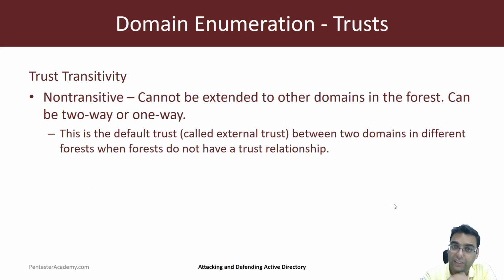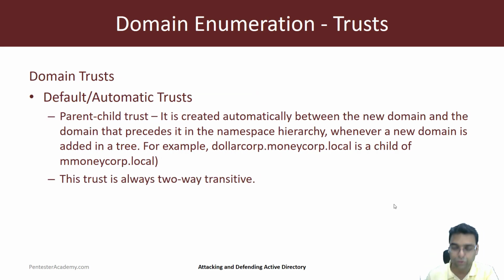Now, continuing our discussion with trust transitivity, there could be trusts which are non-transitive, which, as the name implies, cannot be extended to other domains in the forest. Non-transitive trusts can be one-way or two-way. This is the default trust, which is called the external trust between two domains in different forests when forests do not have a trust relationship. That is, if we have an external trust, a trust between non-root domains of two different forests, it is non-transitive. So these were two properties of trust which we discussed, direction and transitivity.